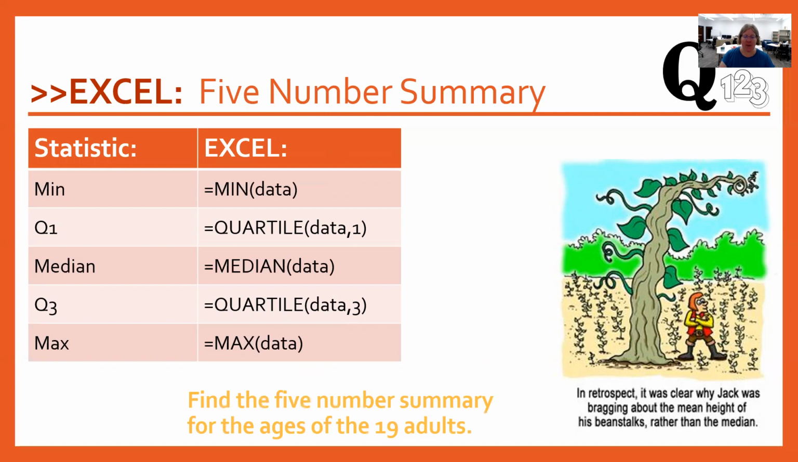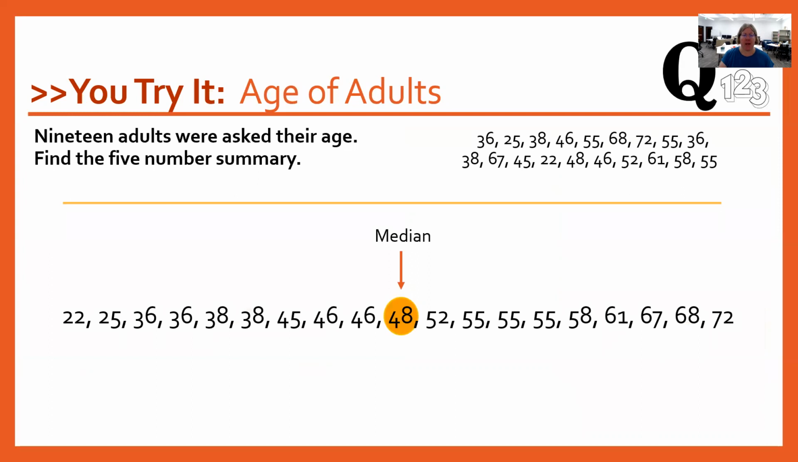Otherwise, we're going to move on, and we're going to take that 19 adults that we already found the mean and median for, and we're going to find the full 5-number summary. So let's go ahead and take a look at that. This is kind of where we left off. We had the numbers in order from smallest to biggest, and we'd identified that the median was 48.